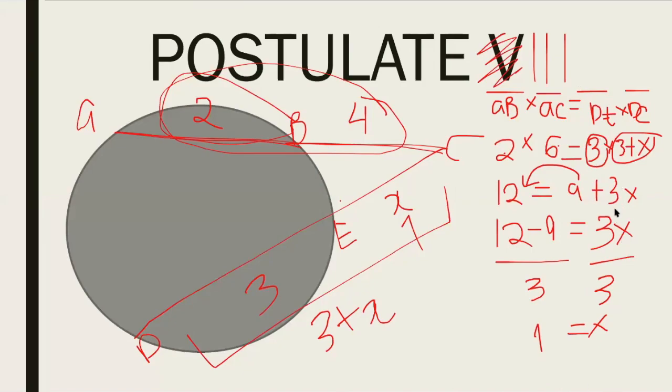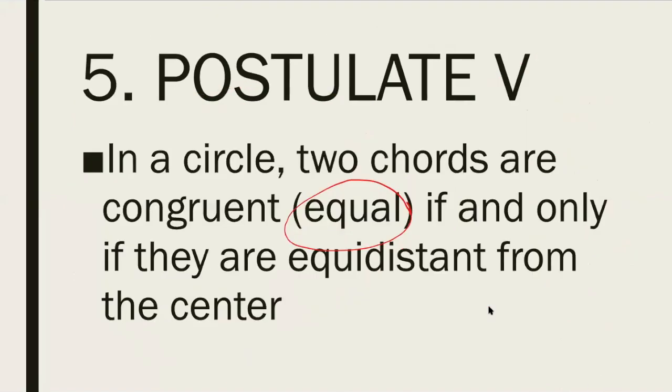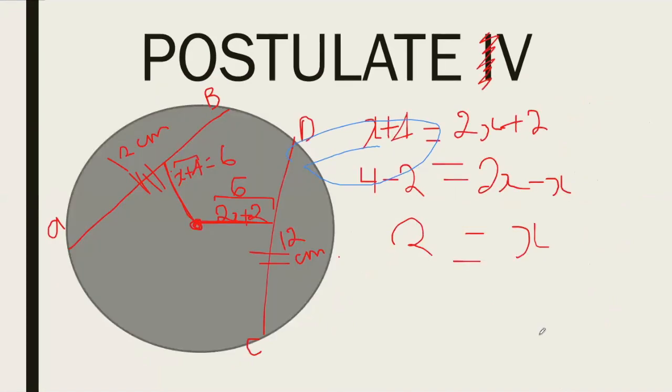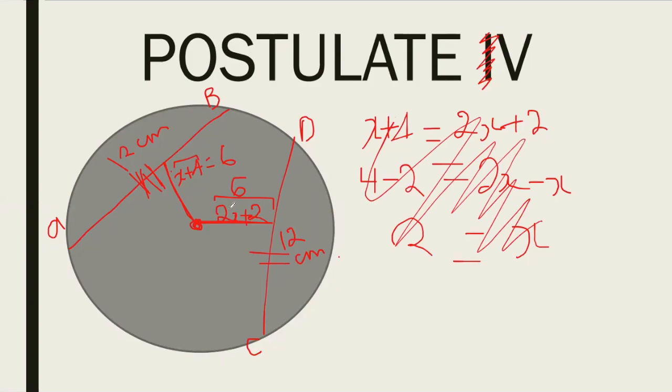Okay. Postulate 4. In a circle, two chords are equal if and only if they are equidistant from the center. So, if chord AB is 12, what is chord DC? So, first find the distance. Equate them to find out if they are equal or not. If they are not equal, it means DC is not equal to AB.